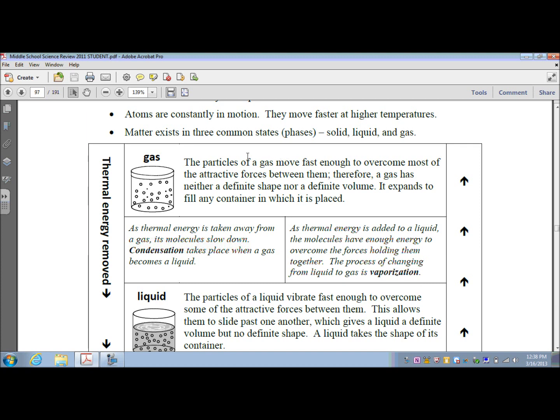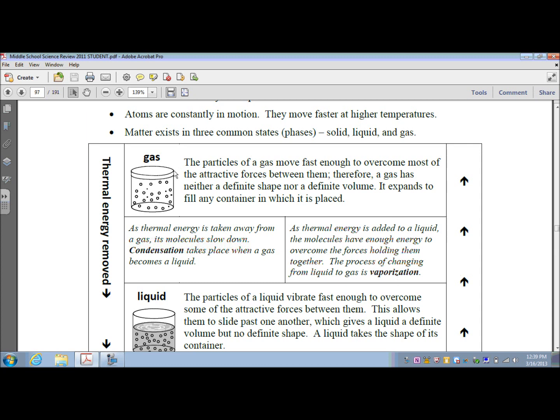Gas. The particles of a gas move fast enough to overcome most of the attraction forces between them. Therefore, a gas has neither a definite shape nor a definite volume. It expands to fill any container in which it's placed. As thermal energy is taken away from a gas, its molecules slow down, and condensation takes place when a gas becomes liquid. As thermal energy is added to a liquid, the molecules have enough energy to overcome the forces holding them together. The process of changing from liquid to gas is vaporization.